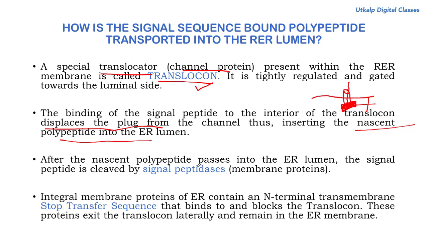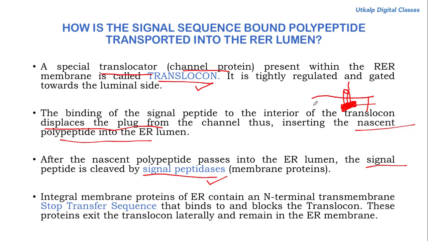After the nascent polypeptide passes into the ER lumen, the signal peptide is cleaved by the signal peptidases, as I already told you. These signal peptidases are already present in the ER lumen. This path is followed by the secretory proteins of the endomembrane system.